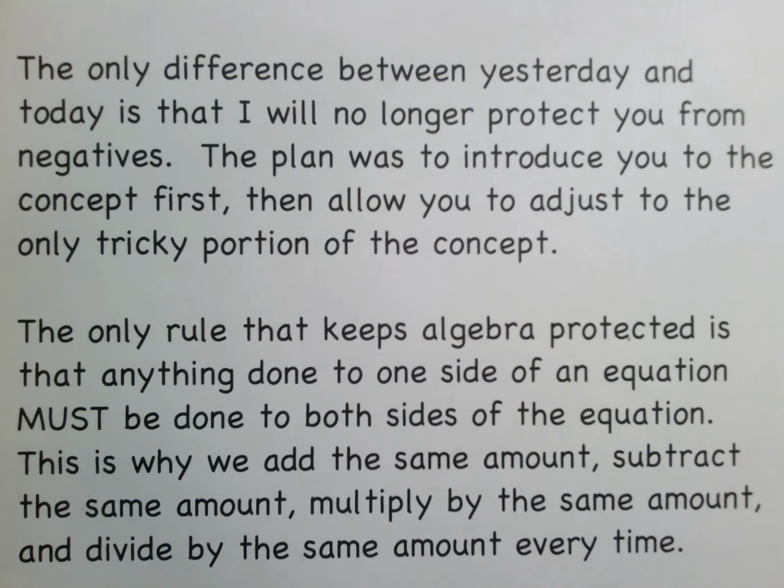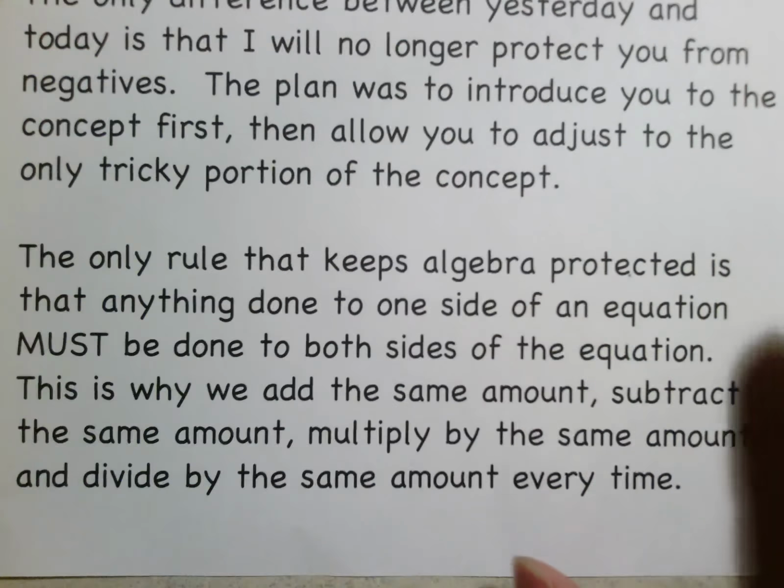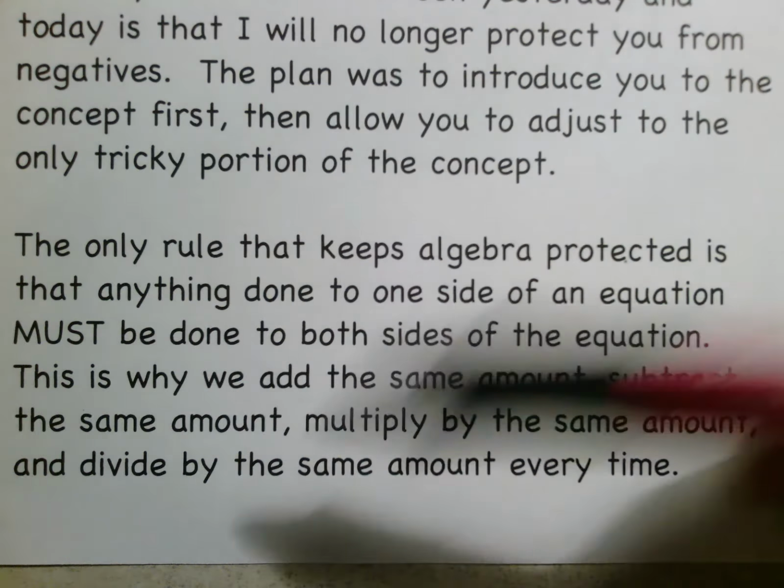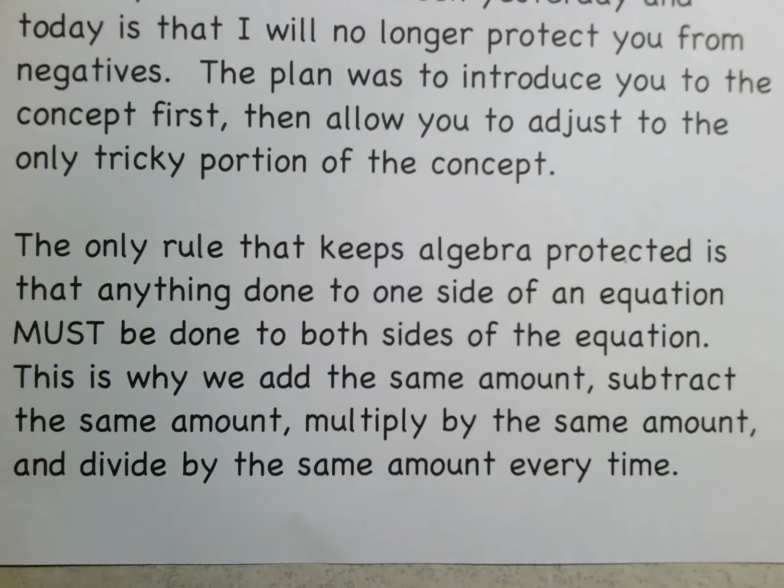It's just the negatives. The only rule that keeps algebra protected is that anything done to one side of an equation must be done to both sides of the equation. You've been doing this so far. There's a whole lot of things that you'll learn you have power to do in algebra to solve, and you're just learning these tools as you go. This is why we add the same amount or subtract or multiply or divide the same amount every time.